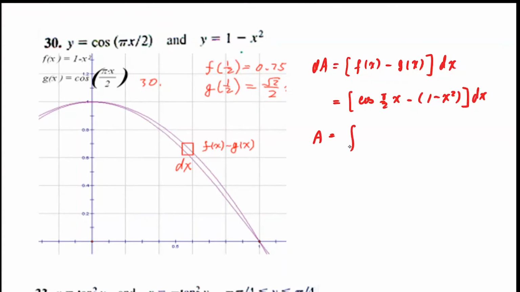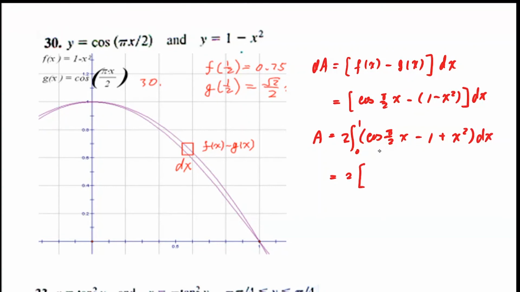Okay, so using the symmetry again, because there's another half on the other side. So from 0 to 1 and then multiply by 2. Good. Of cosine pi over 2 x minus 1 plus x squared dx. Good.